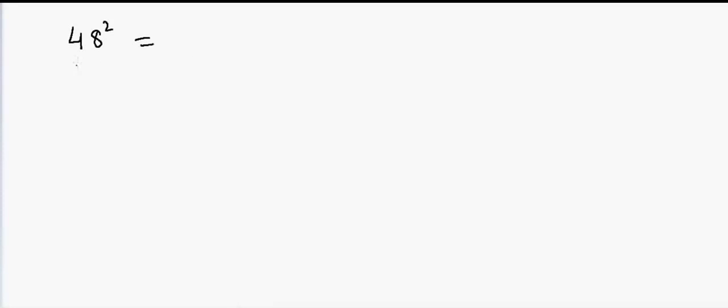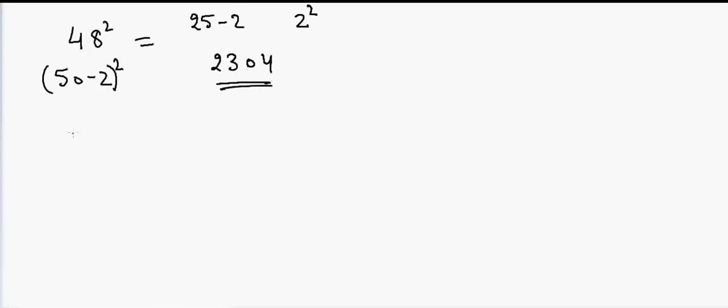If you look at 48, it is close to 50, so it is (50 minus 2) squared. In this case we subtract 2 from 25, and then we do 2 squared. So the answer will be equal to 2304. Another example is 46 squared. In this case we subtract 4 from 25 and do 4 squared. So the answer will be equal to 2116.